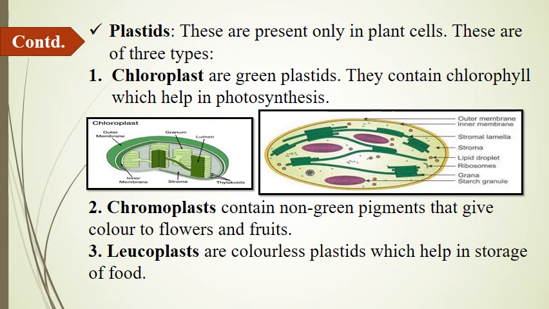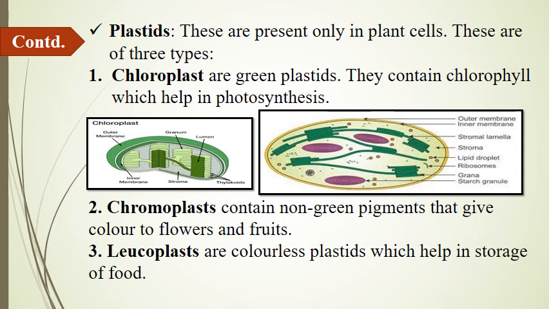Next, plastids. Plastids are present only in plant cells, and these are of three types. First, chloroplast. Chloroplasts are green plastids. Maybe you have heard about them. They contain chlorophyll, and due to this, plants are able to do the process of photosynthesis. They can make their own food with the help of photosynthesis, and all this process is due to the chloroplast that contains chlorophyll in it.